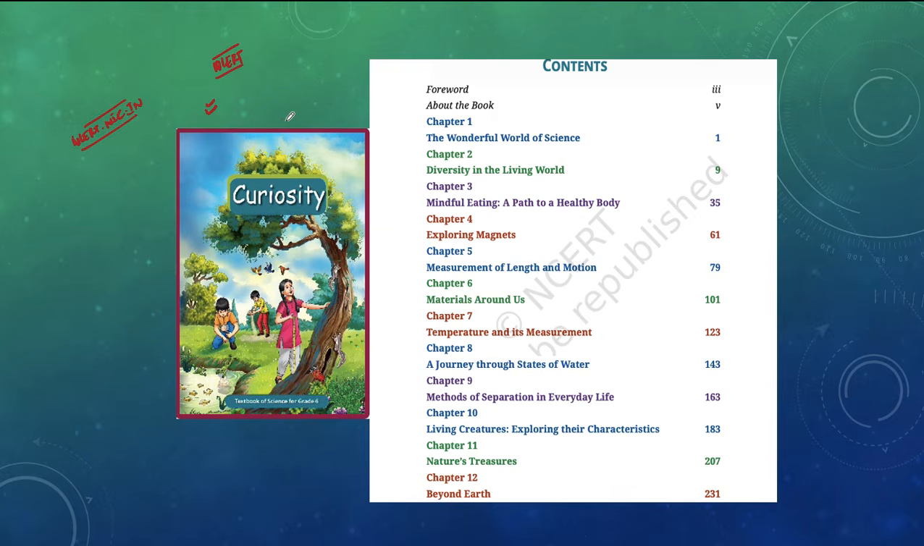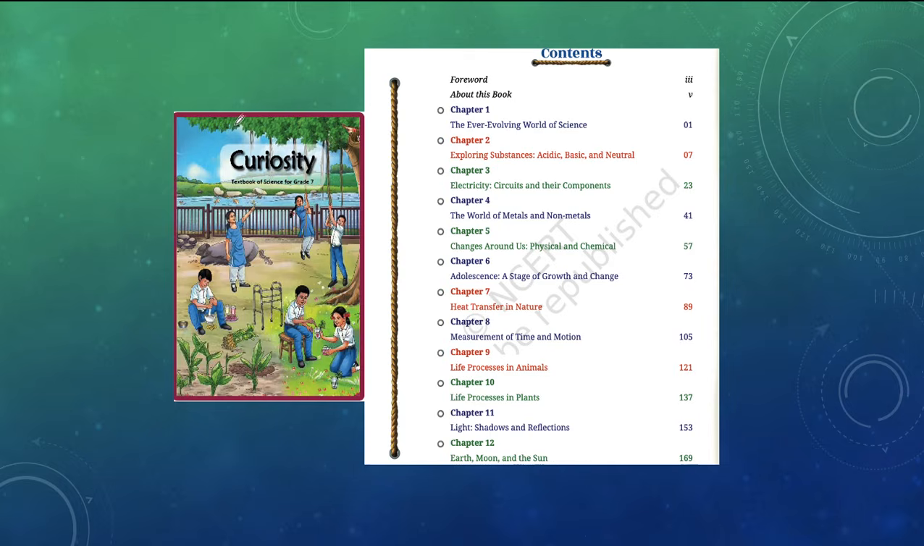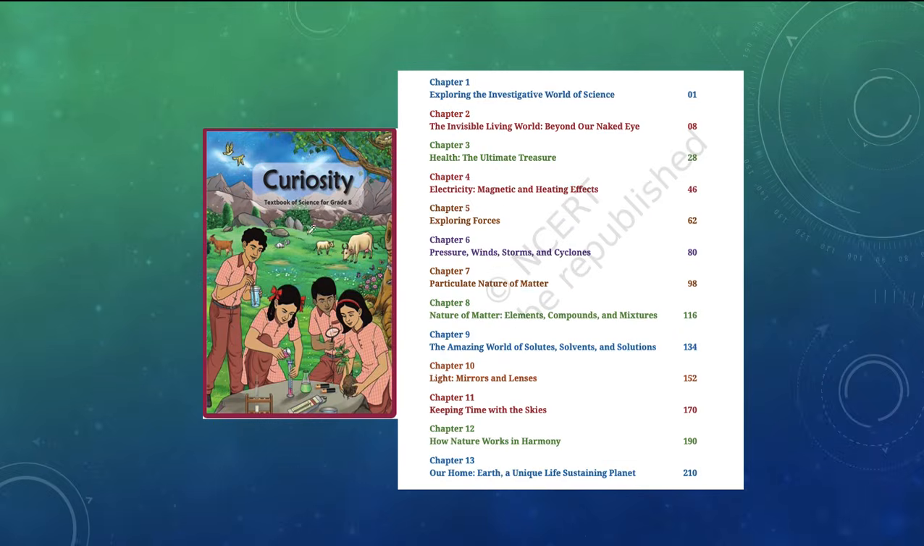Let's go into the 6th standard Curiosity NCERT, which is a science NCERT. In this NCERT, you need to cover chapter 2, Diversity in Living Environment, chapter 10, Living Creatures: Exploring Their Characteristics, and chapter 11, Nature's Treasures. Coming to the 7th standard Curiosity NCERT, you need to cover only chapter 10, which is relevant for the environment section. In the 8th standard Curiosity NCERT, cover chapter 12, How Nature Works in Harmony, and chapter 13, Our Home, Earth, a Unique Life-Sustaining Planet.